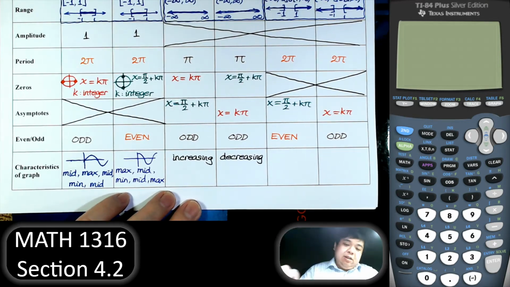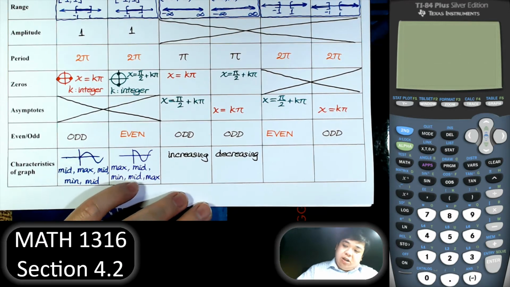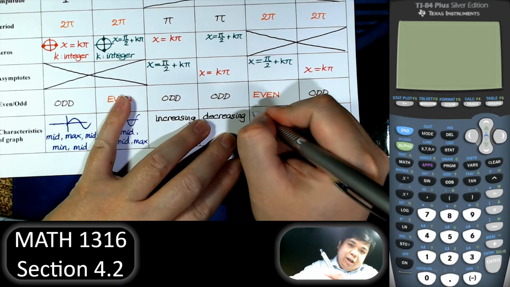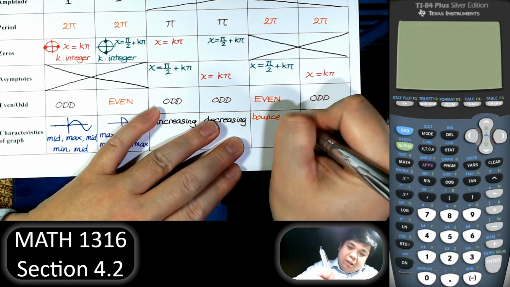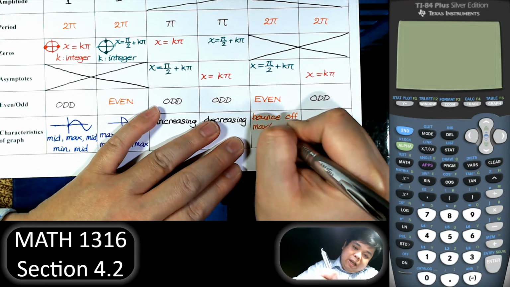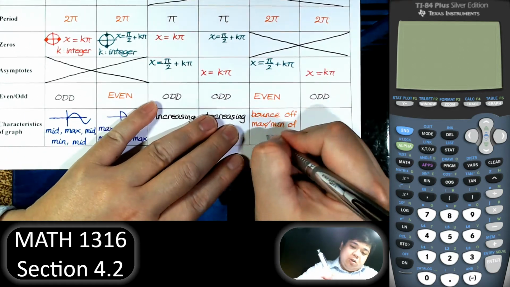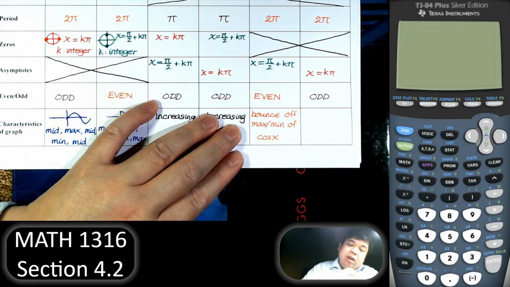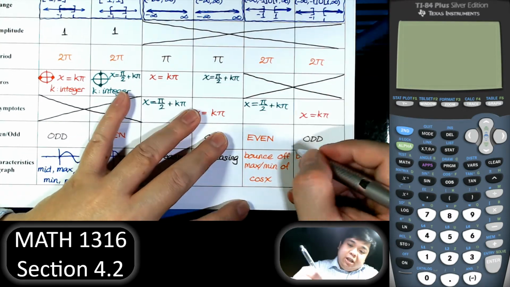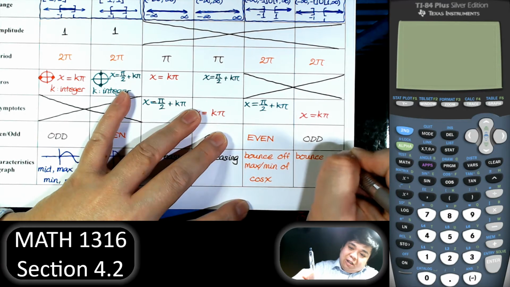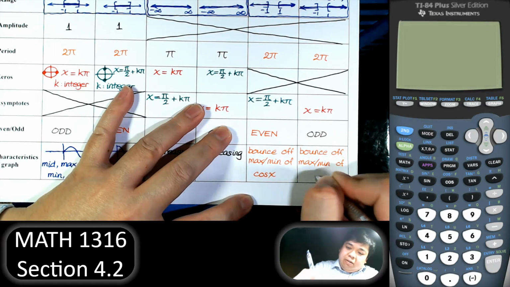And secant and cosecant. Secant is 1 over cosine, so it will bounce off the maximum and minimum of cosine. So I'll just say it: bounce off the maximum and minimum of the reciprocal function. Secant is 1 over cosine, so this is the reciprocal, bouncing off the maximum and minimum of cosine. Likewise, for cosecant, it would be bounced off the max and min of sine.